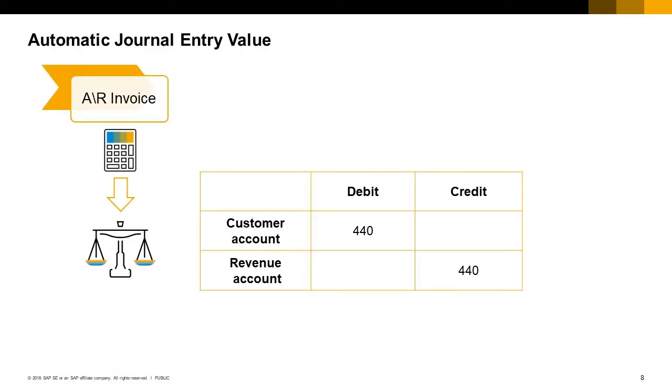We have learned how the system knows which accounts to use in automatic journal entries. This is done using the values defined in the GL account determination window. But how does the system know the value to be credited and debited in those automatic journal entries, for example, in an automatic journal entry created by an AR invoice?